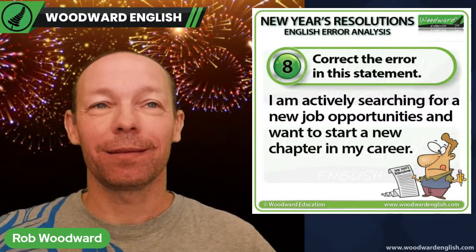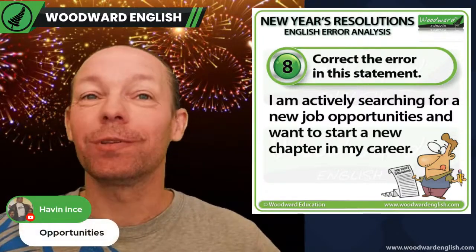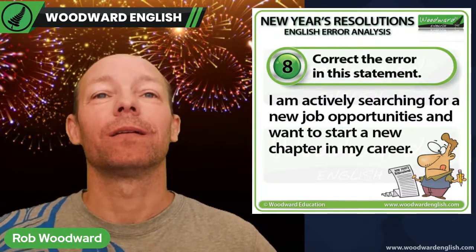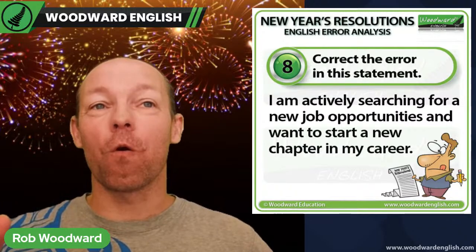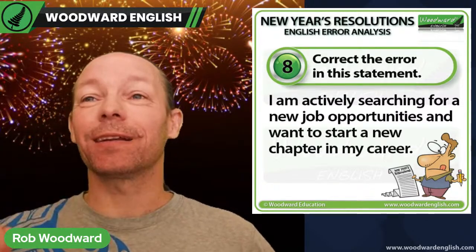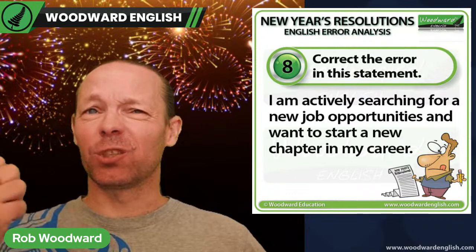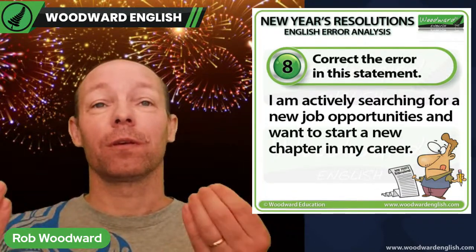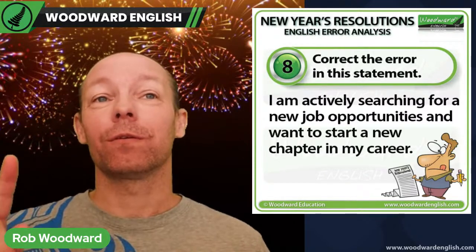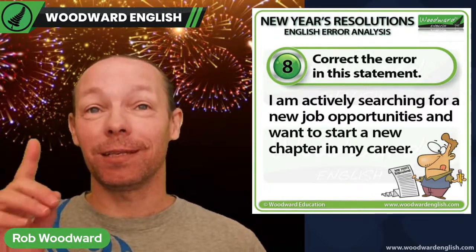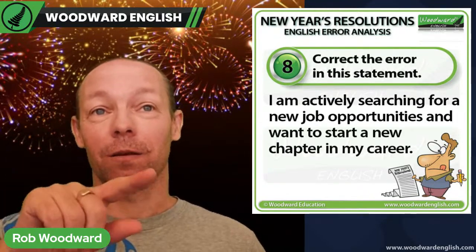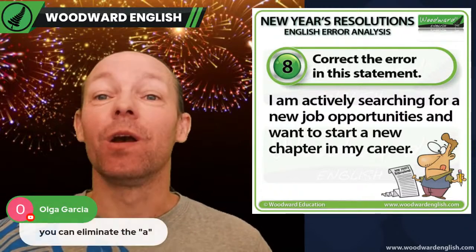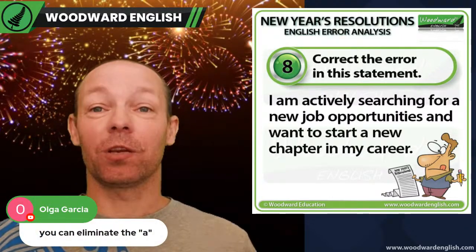Or another way is saying opportunities. Yeah, you can say I'm actively searching for no article. I'm actively searching for new job opportunities. So you don't need the article. So they both could be possible. For a new job opportunity, singular noun, opportunity, or just remove the and it's fine. Yes, so you can also eliminate the and it'll be correct.